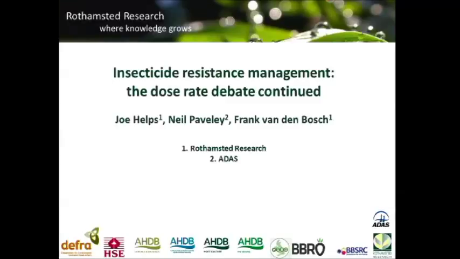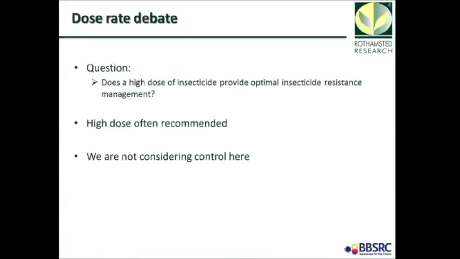So that's the dose rate debate, which is the question: does a high dose of insecticide provide optimal insecticide resistance management? And in the UK at least, the sort of consensus is that if you're going to spray, then you should spray a high dose. So there's frequently calls to reduce insecticide usage, but primarily through less spraying in terms of the number of sprays that you apply. But when you do spray, it should be at a high dose. So that's the question we're going to be considering here.